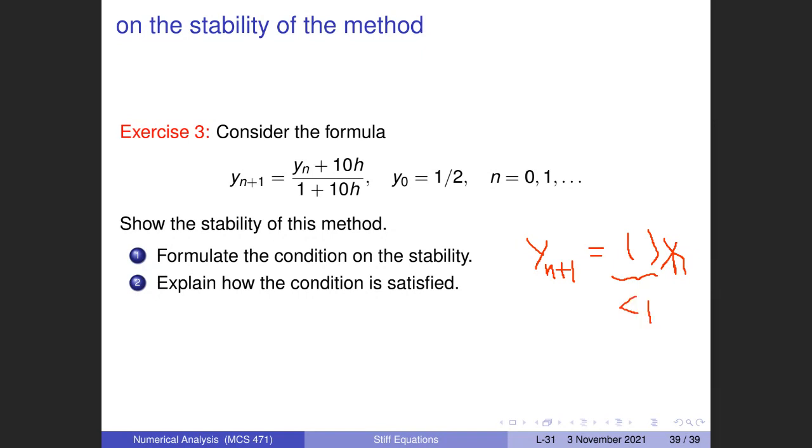And you will see that there is no condition on h. So the method is actually stable for any positive value of h. You can see that also in the formula. We divide by the denominator, and for any positive value of h, you have a denominator that is larger than 1. So the condition is actually satisfied.